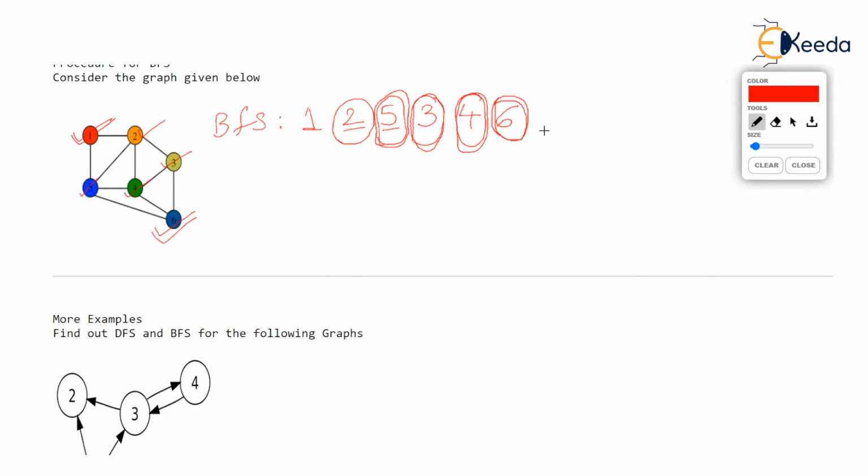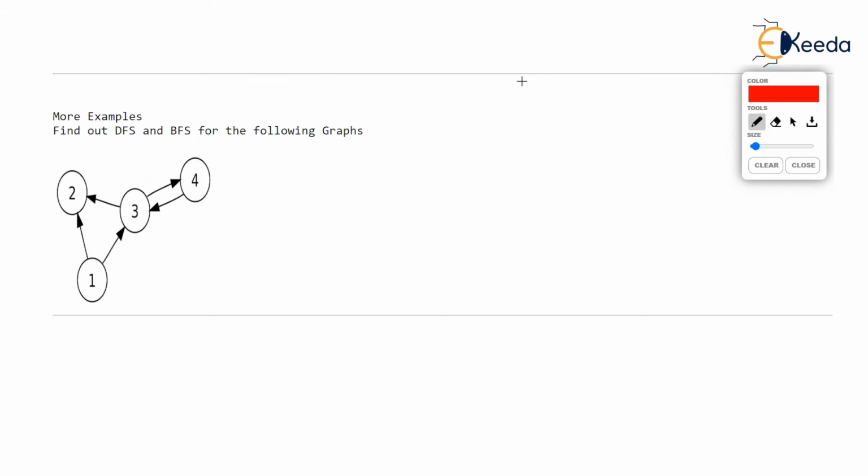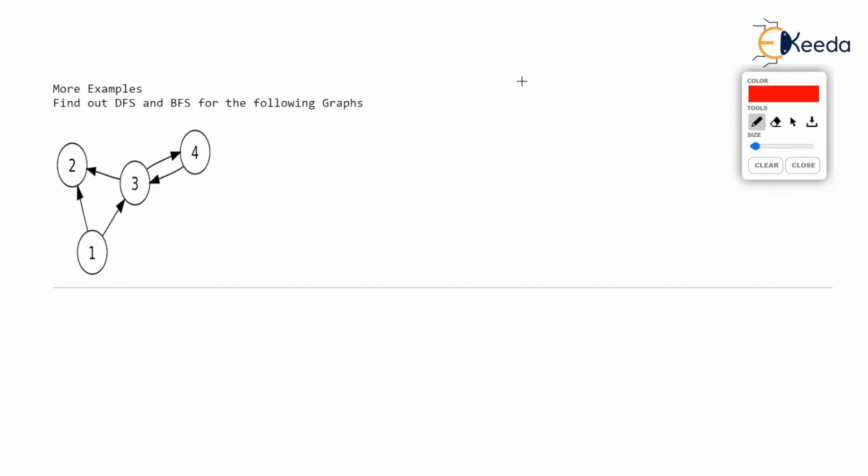Now, anyone pending in the list or no one pending? That means the output that we have got, the list that we have got, is the output of BFS for this graph. Okay, I hope you are getting it. Let's do it very fast on this graph. What will be the BFS on this graph?